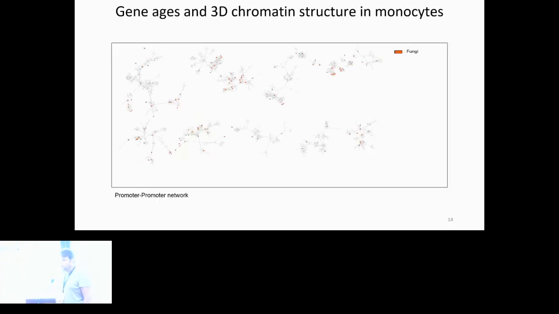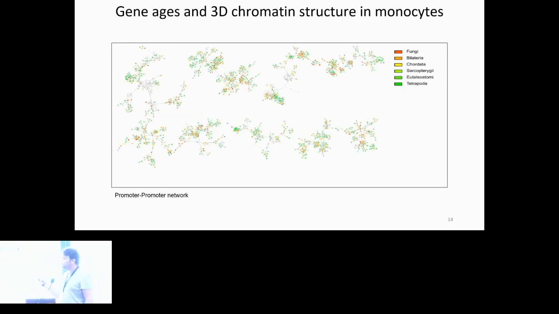And we built a chromatin network. What we observe is that old genes are in the core of the network, and the newest genes are at the edge of the network. And we did that on the promoter-promoter network.